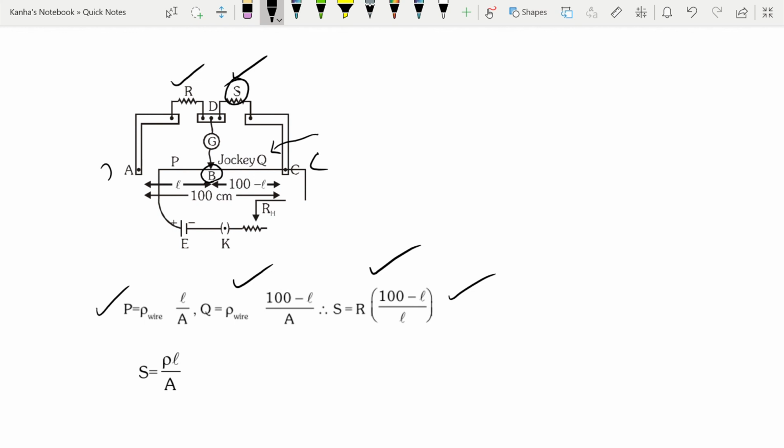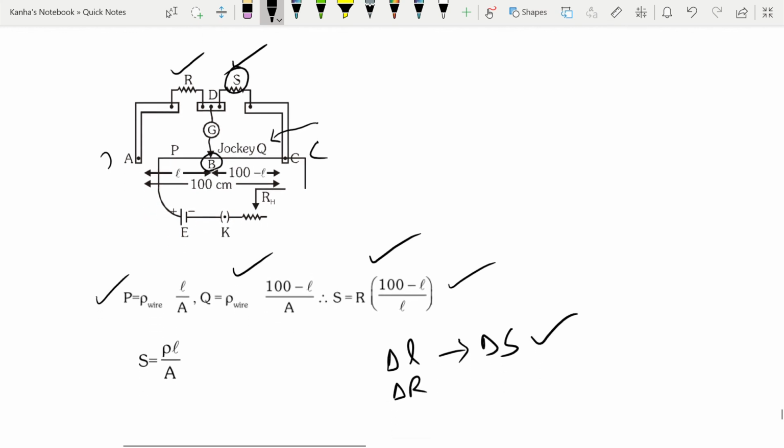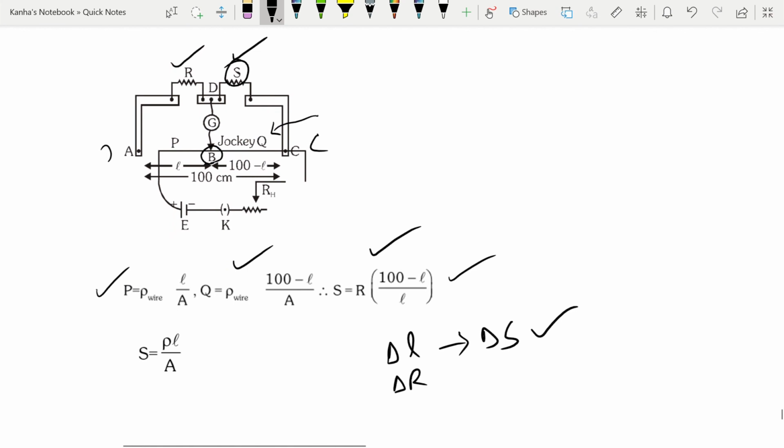So they might tell you that the error in calculating L is delta L, or the error in calculating resistance is delta R, and you need to find how the error propagates to delta S. We have done enough problems in this course, and I'll be sending you more problems for practice. And so at least 20 problems must be done by you so that you cover every aspect of the chapter, because from this chapter at least one question will come in the paper. It has been coming for a long time and you should not miss out on those.